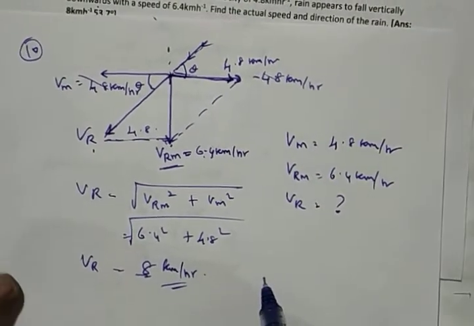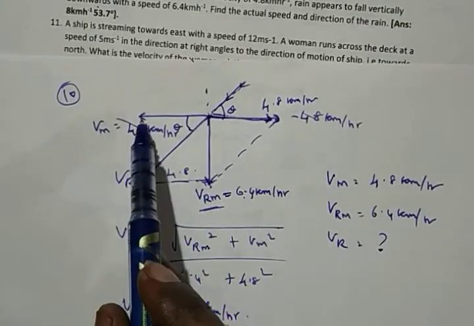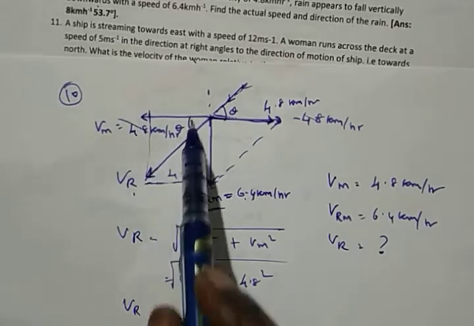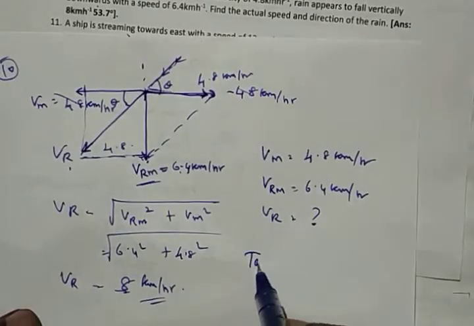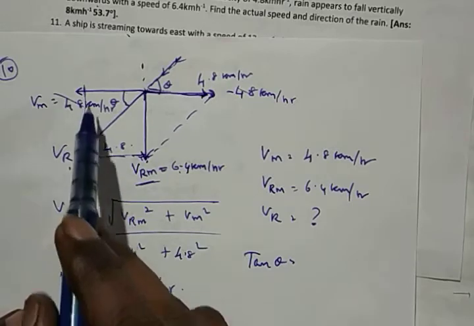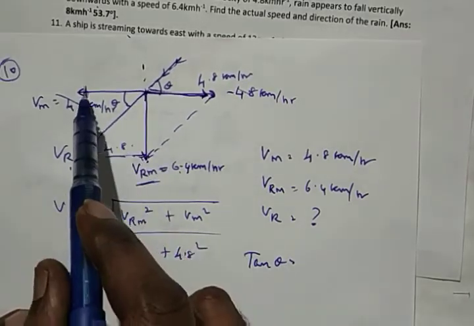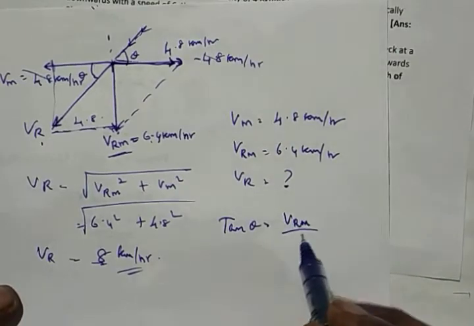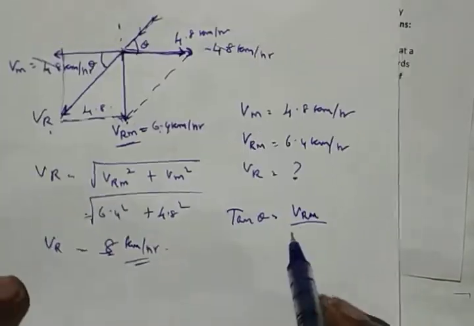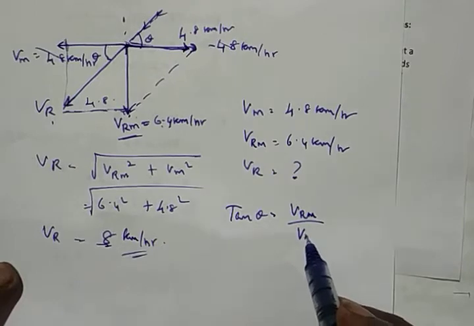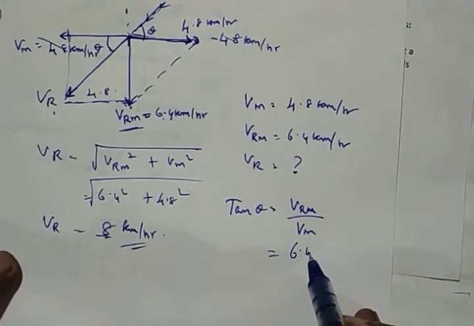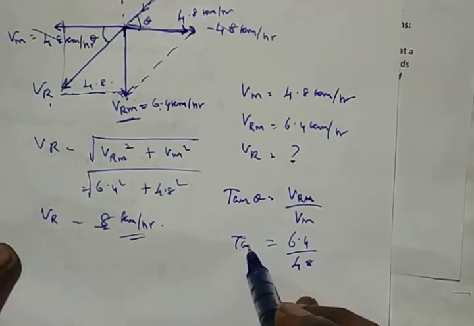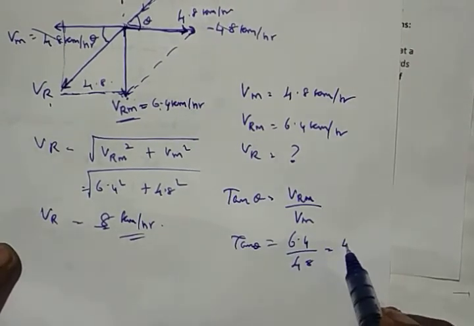The next one is the theta value. If you want to find the theta value here, this theta and this theta, so make this one here and you will be able to get this. Tan theta is equal to this upon this. What is this vertical? It is the velocity of rain, upon this one, which is the velocity of the man. So it is 6.4 divided by 4.8, that is tan theta. That is going to be equal to 4 by 3.